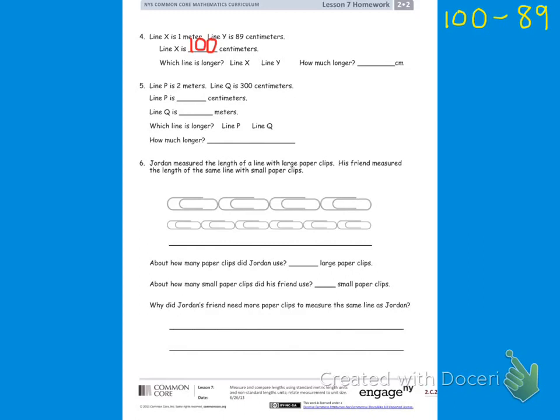In order to complete this problem, we need to pull 10 out of 100, or decompose it. 100 is the same as 10 plus 90. Then we'll bring down the subtraction sign and bring down the 89. Looking at this, we know that 90 minus 89 gives you 1. We'll bring down the 10 and the addition sign. 10 plus 1 is 11. So that means that line X is 11 centimeters longer than line Y.